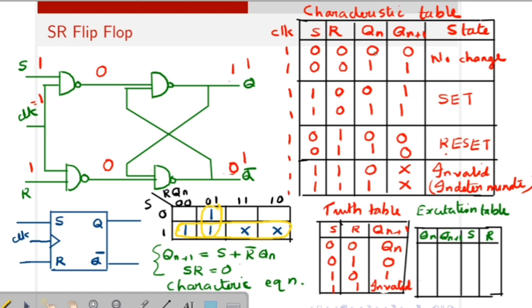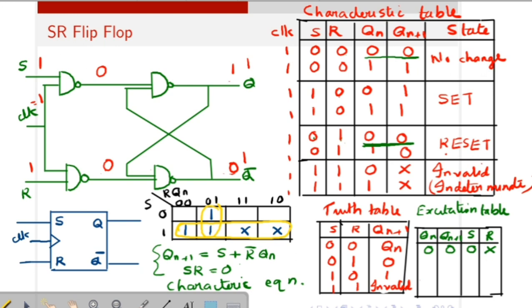See the characteristic table. See the columns Qn and Qn plus 1. Qn and Qn plus 1 is equal to 0, 0. Here two rows Qn and Qn plus 1 is equal to 0, 0. In that condition, what is SR? So in both cases S is equal to 0, but R is, for the one case it is 0, another case it is 1. So that means R may be any value, but S is always 0. So here we can write it as when Qn is equal to 0 and Qn plus 1 is equal to 0, S is equal to 0 and R is don't care.